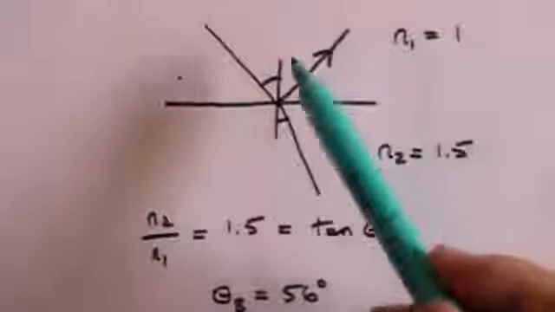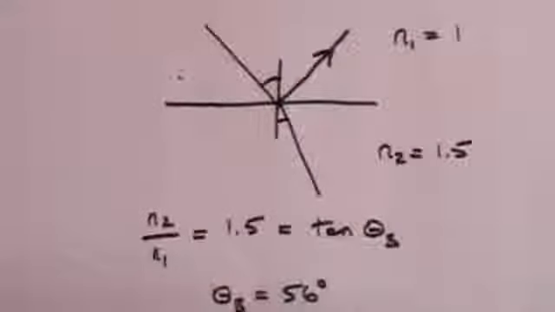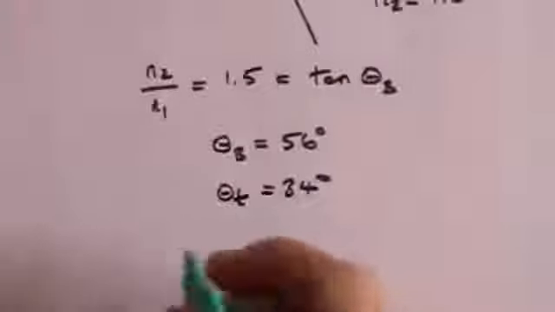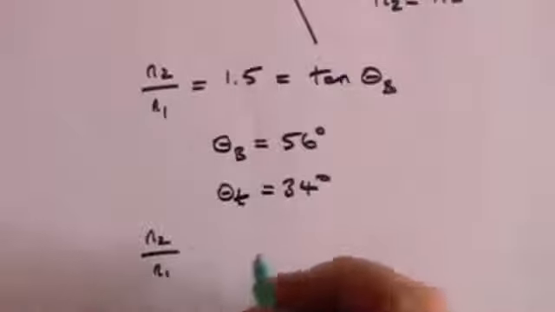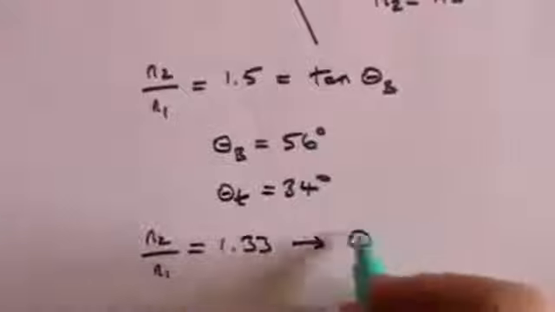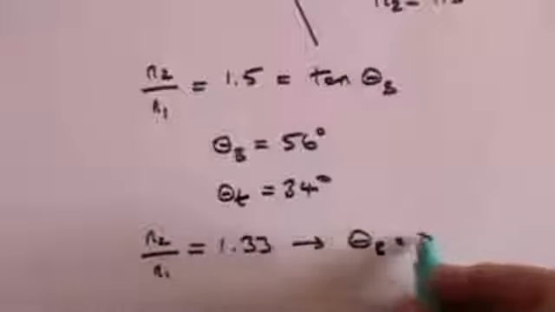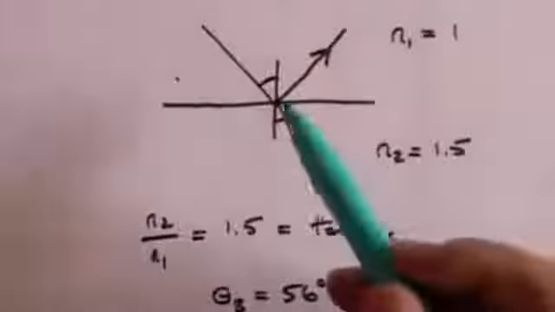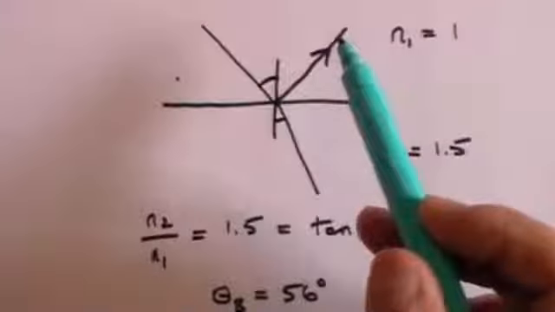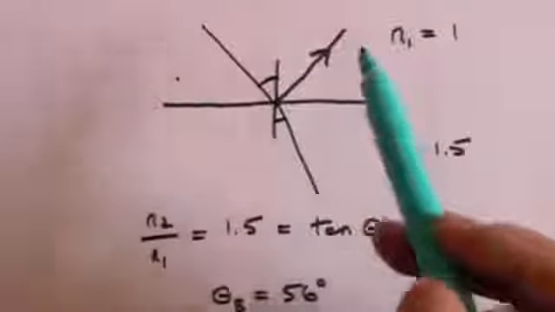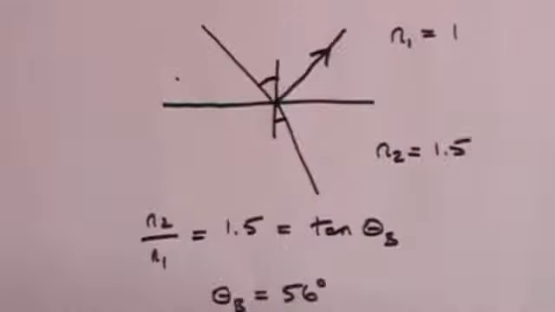If we take the circumstances where light is going from air into water, for water the refractive index is 1.33, so n2 divided by n1 will now become 1.33, and that will lead to a Brewster angle of 53 degrees. So at 53 degrees, when the light is incident on the surface of the water, the reflected light, which of course will also be reflected at 53 degrees because the angle of reflection equals the angle of incidence, that reflected light will be 100% polarized.